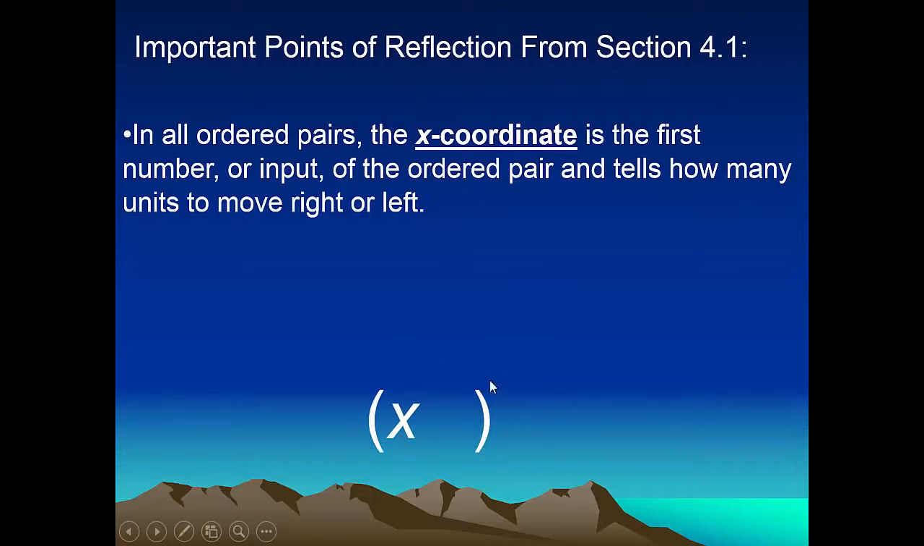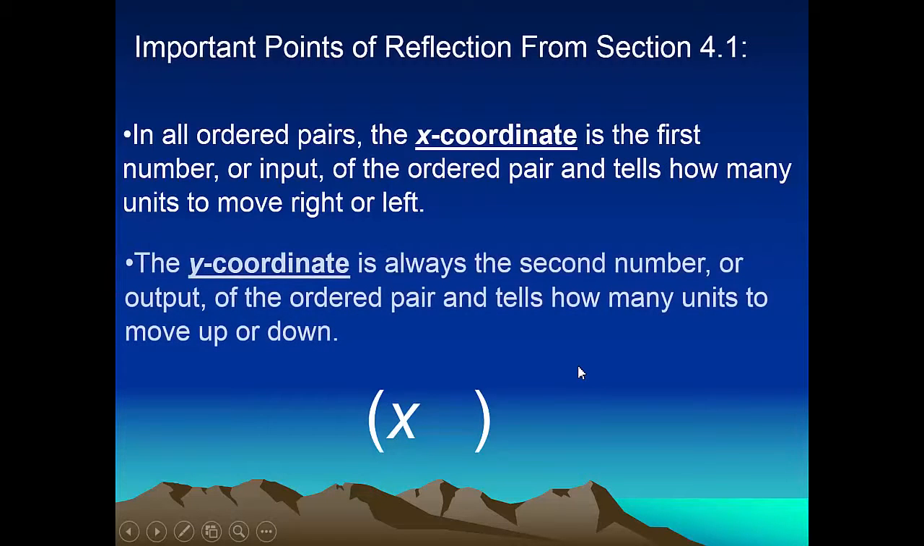As we see here, we have our parentheses, we have our x. X is always the first value. Now, the y-coordinate is always the second number or output of the ordered pair and tells how many units to move up or down, which we see here. This will be our second value of our ordered pair. It's always considered to be y.